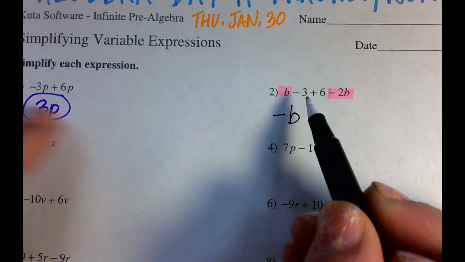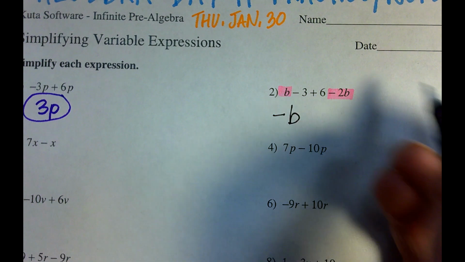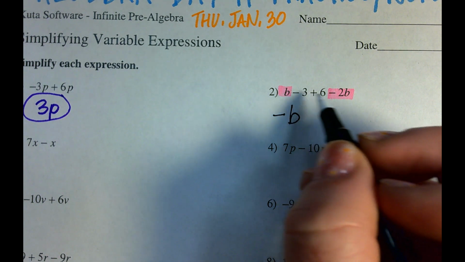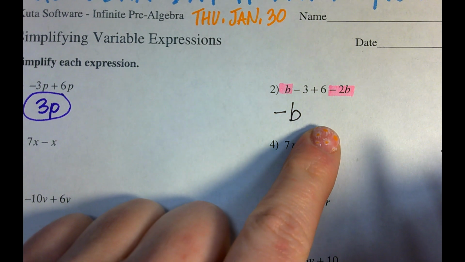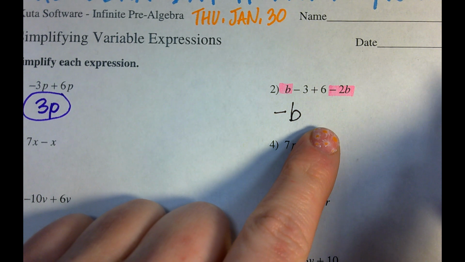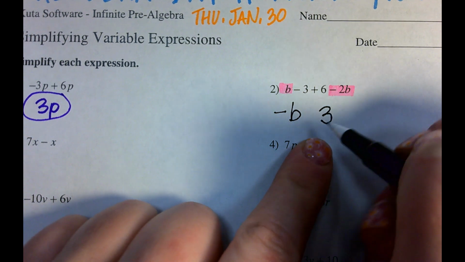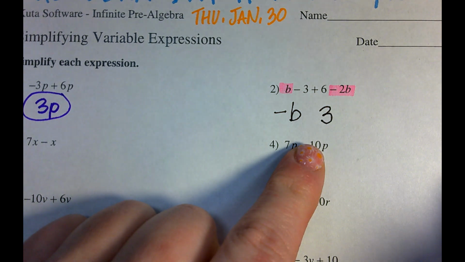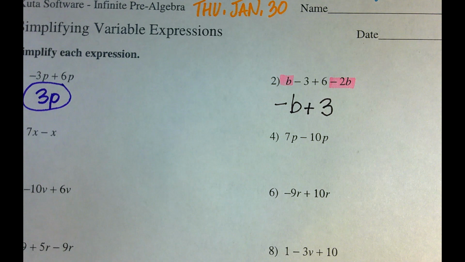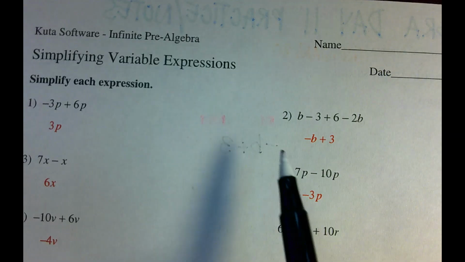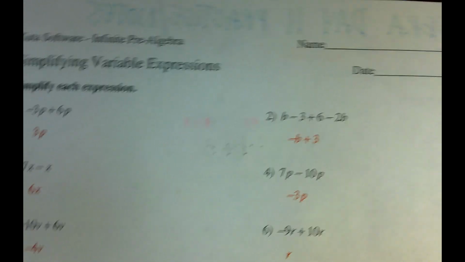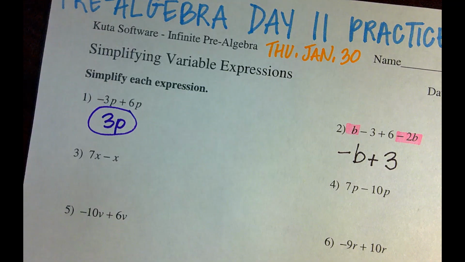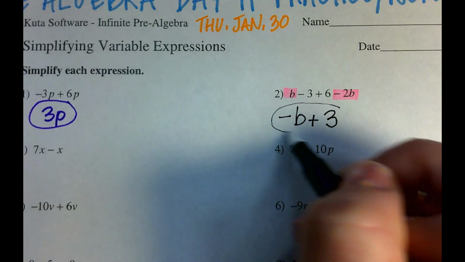Plus 3. Yes, and then we're doing the same thing we did on number 1. Negative 3 plus 6. Let's see. Oh, so it's 3. Now, is that a positive 3 or a negative 3? Positive, yes. So since it's positive 3, do I write plus or minus? Plus. Yes. So let's make sure we check our answers as we go. Look at that. That's right. Negative b plus 3. Perfect. Yes, we do have an answer key on the back.